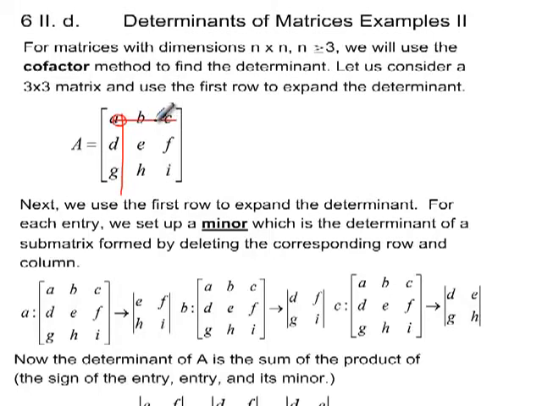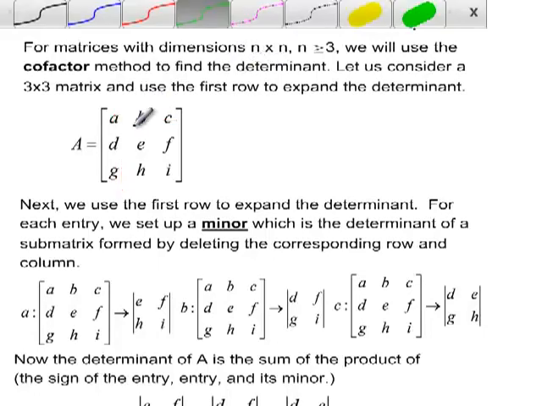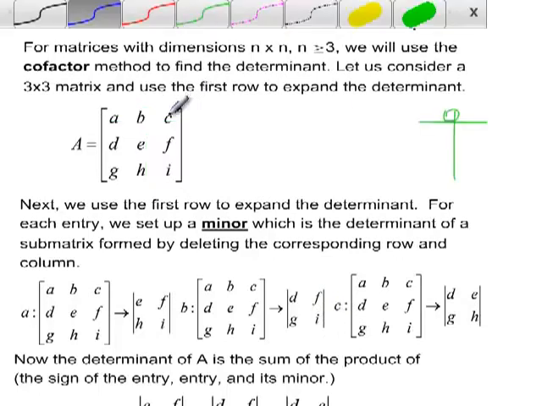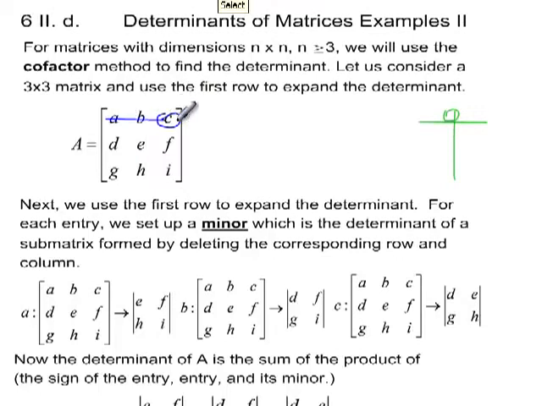B, if you're going to look at B, so B will be my next one. And let me change my color. So if it is B, you're going to delete the row for the B and the column for the B. So the remaining submatrix will be D, G, F, I. And you set up the determinant. And now for the C, you're going to delete the row for the C and the column for the C. So the remaining matrix will be D, E, G, H.